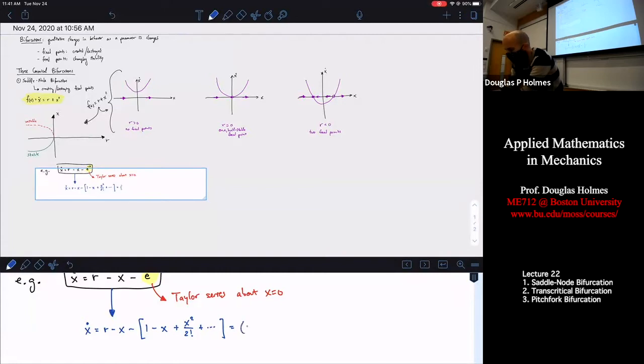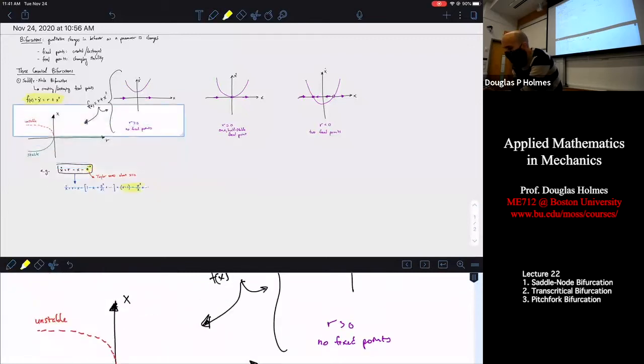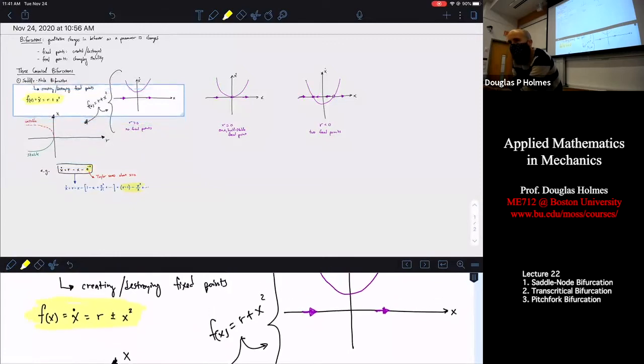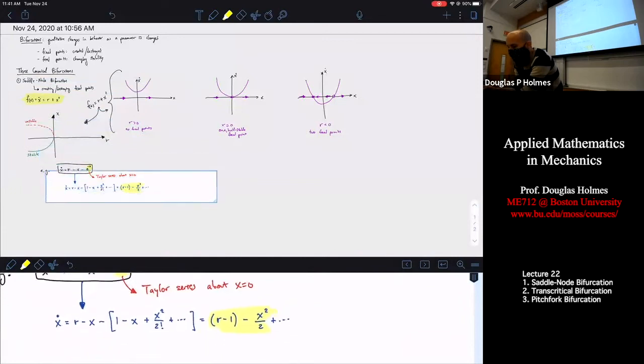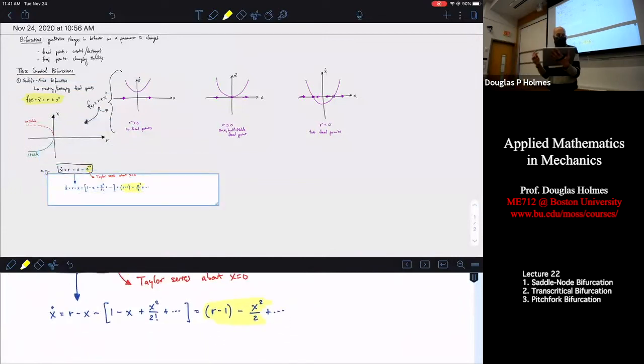We get something that looks like r minus 1 minus x squared over 2 plus some other terms. So this has the same algebraic form as this up here. Now r is shifted a little bit, since you're changing the parameter, plus an x squared. And here you have r shifted minus an x squared. This parabola would be upside down, but nonetheless it's locally looking parabolic, which means there's some region as you play with your parameter space where fixed points will be created or destroyed in that process.